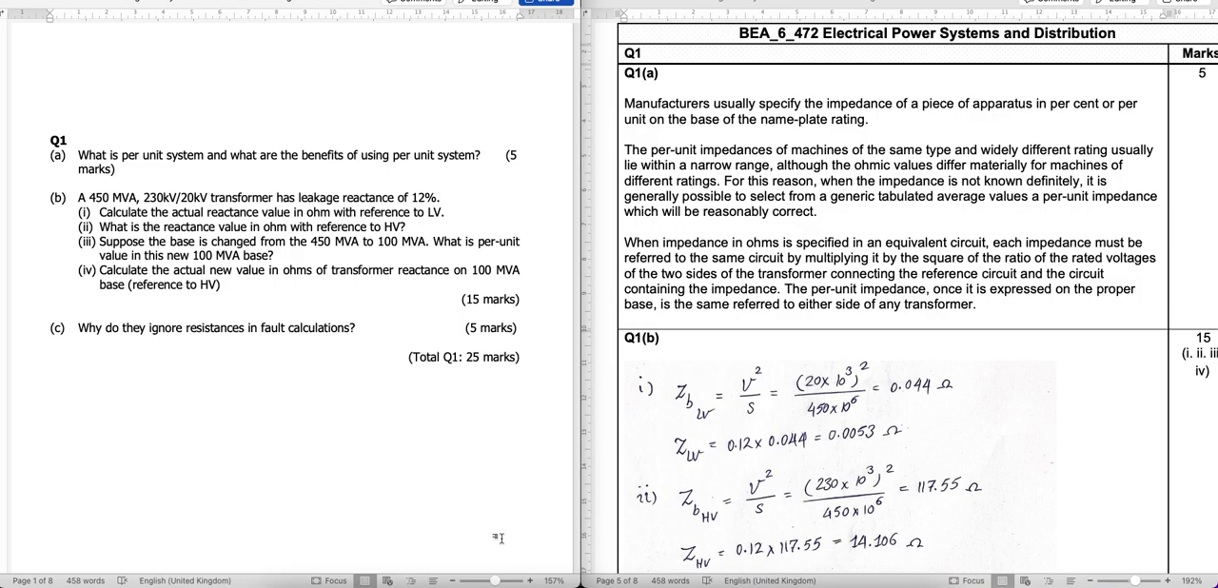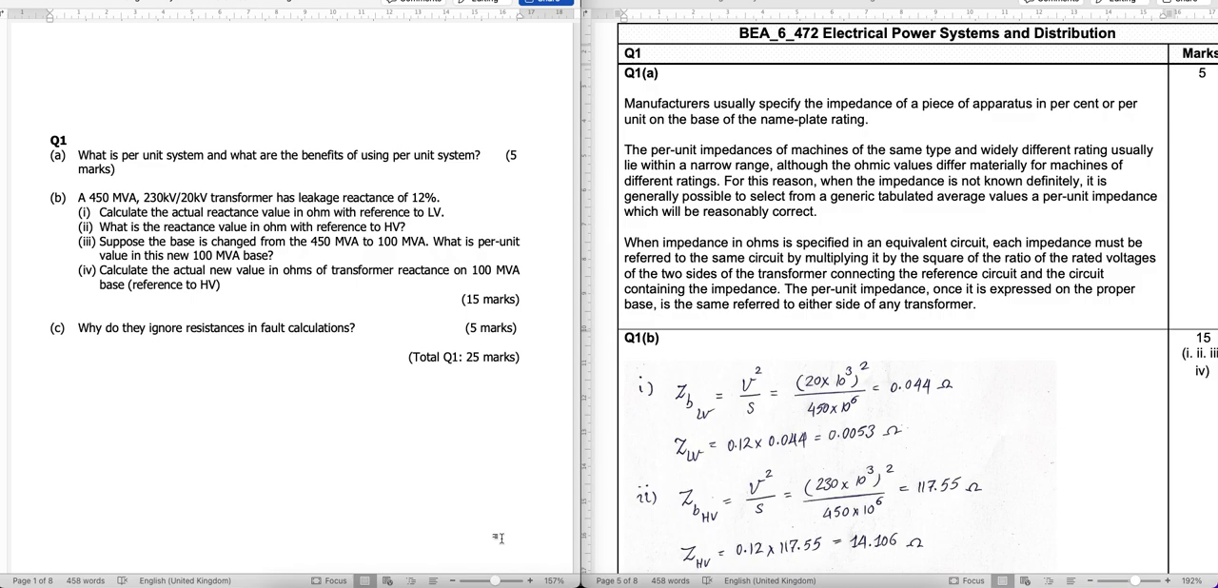The first question is, what is per unit system and what are the benefits of using per unit system? Here there is a description, but you had also this discussion in the lecture notes, and you can go and check those notes, and feel free to discuss these parts. I don't want to discuss these descriptive parts. We focus more on the quantitative and numerical questions. So let's go to the second one, part B.